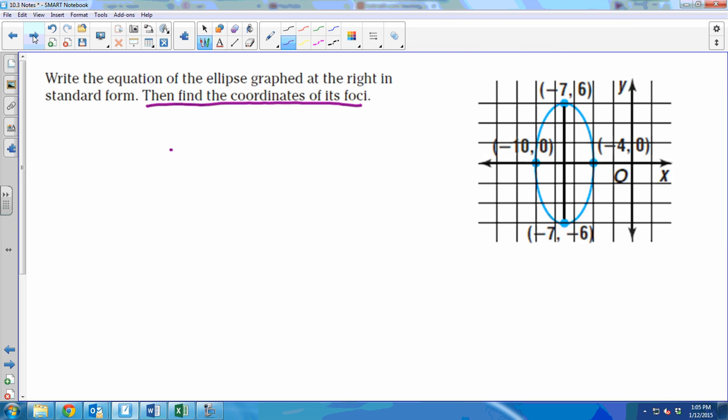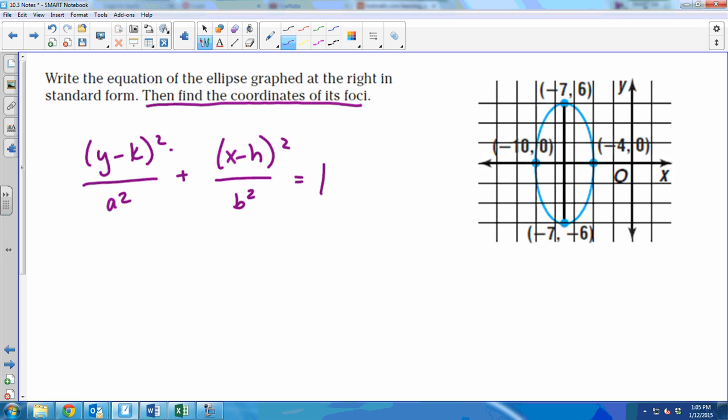All right. So we know it's vertical. So I know I'm using this equation. y minus k squared over a squared plus x minus h squared over b squared equals 1. Everyone's with me. You just wrote it down. We're actually going to fill it in.